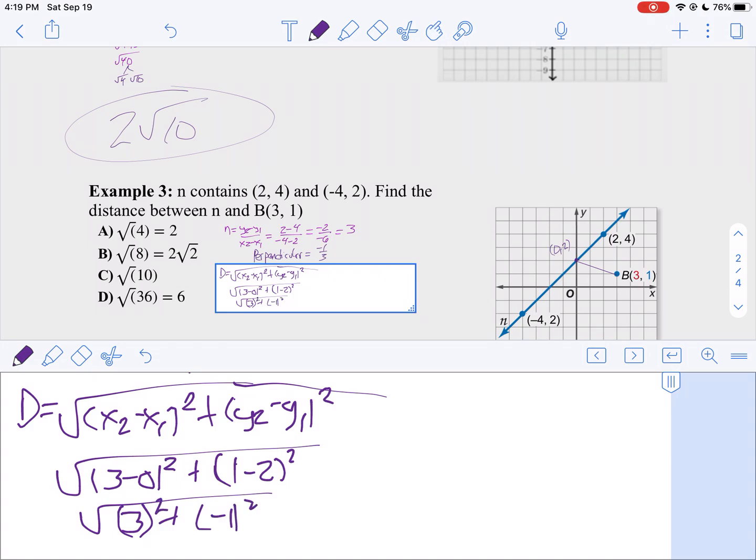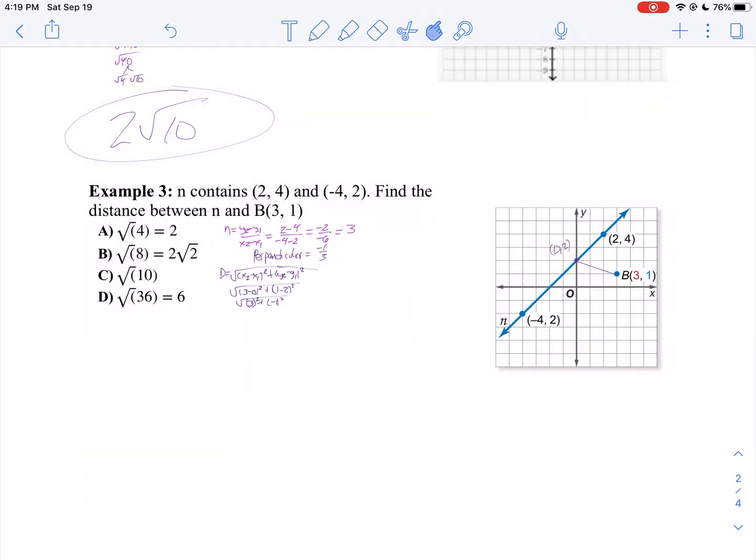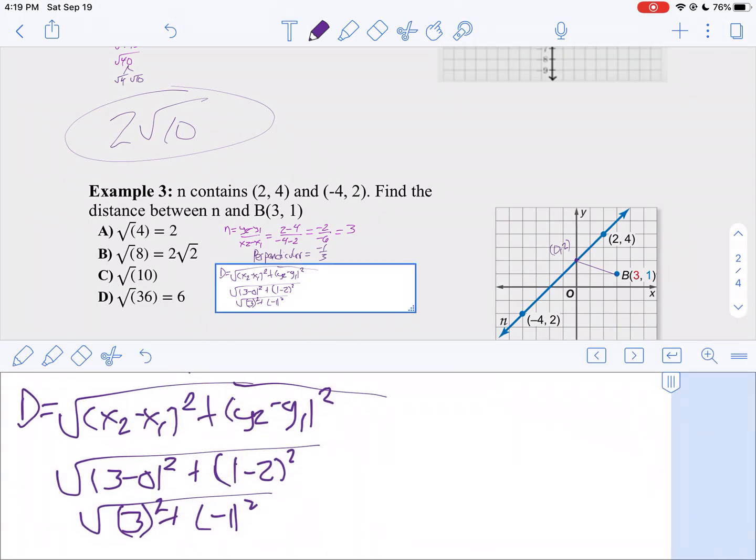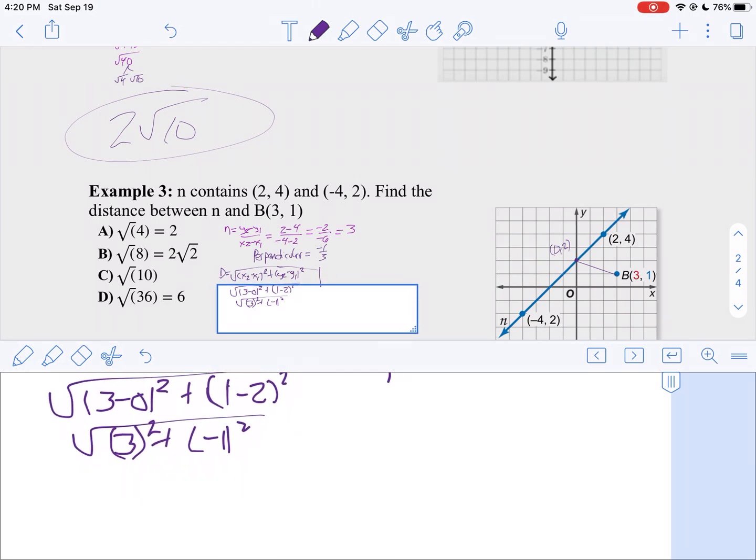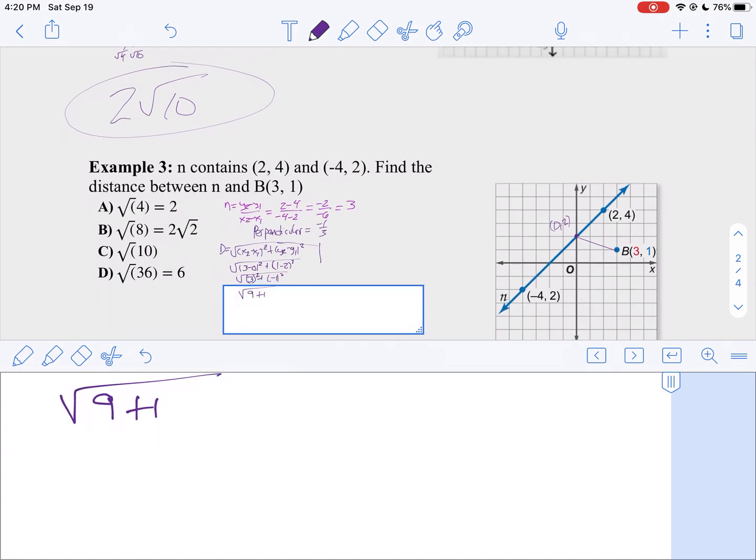But when we square 3, sorry about that, we want to get 9 plus 1, which is 10. It's the square root of 10, which is choice C.